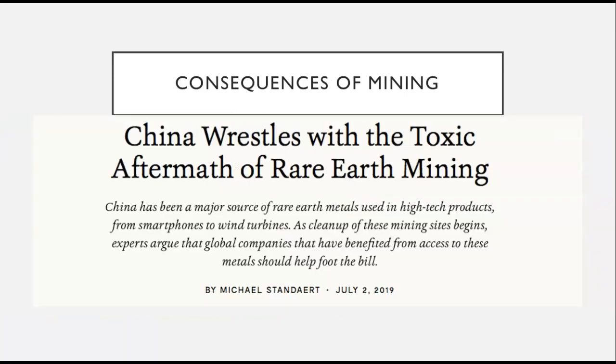There are consequences of this mining. China wrestles with the toxic aftermath of rare earth mining. It's been a major source of rare earth metals used in high-tech products from smartphones to wind turbines. But as cleanup of these mining sites begins, experts argue that global companies that have benefited from the access to these metals should help foot the bill. Now, depending on your, I guess, political leanings, you would have to argue whether or not you believe that the companies should be responsible for cleaning up. In my opinion, obviously they should. They've made billions of dollars off of it. They should be responsible for what they've done to the earth.